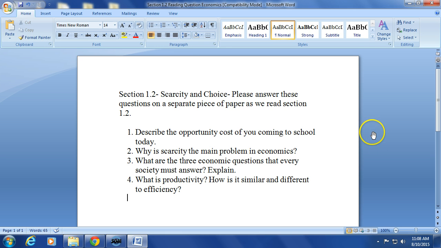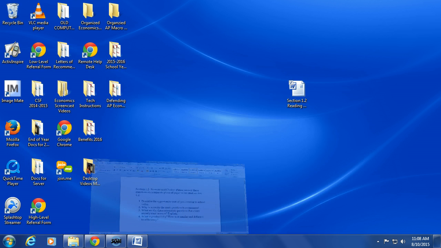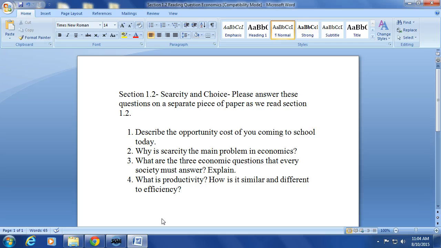All right, now I want to go over how we're going to set up our paper as we do reading questions. The first thing you're going to do is put name, date, period on the upper right-hand corner of your paper. Then you're going to title your paper. In this case, you're going to title it Section 1.2 Scarcity and Choice Reading Questions.